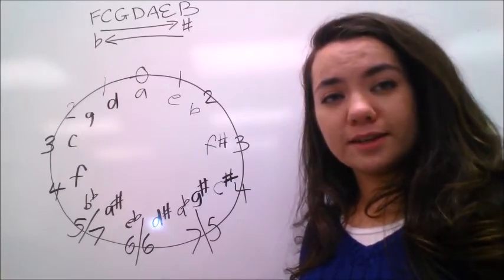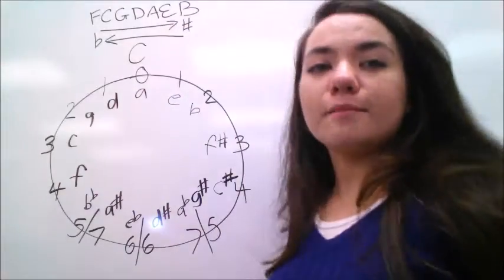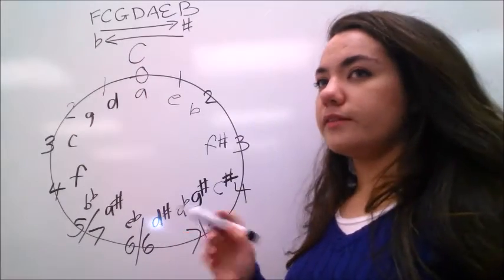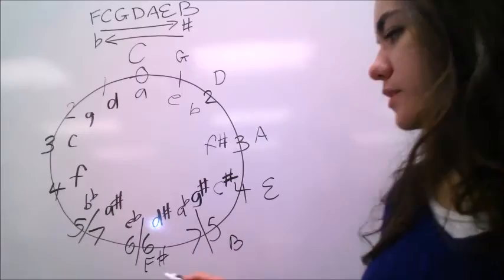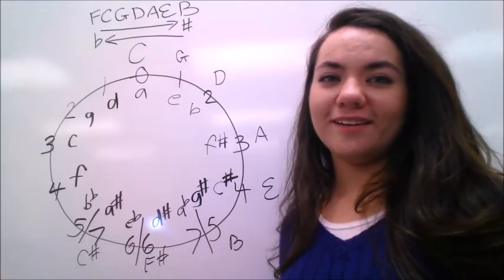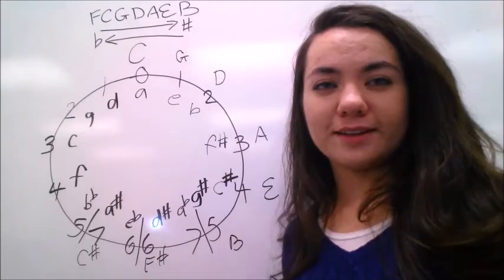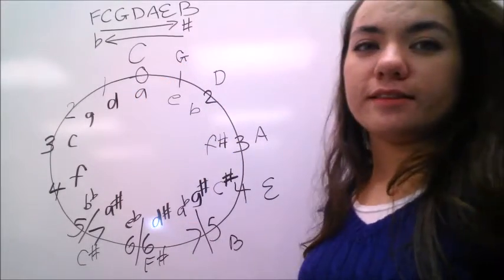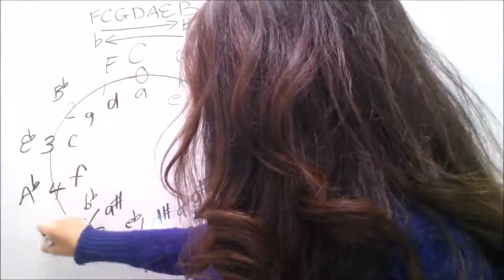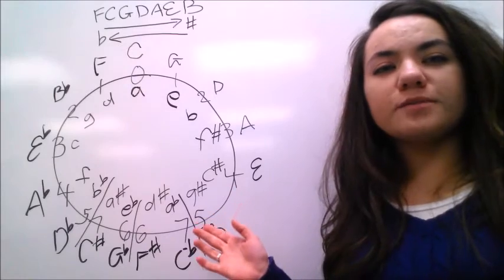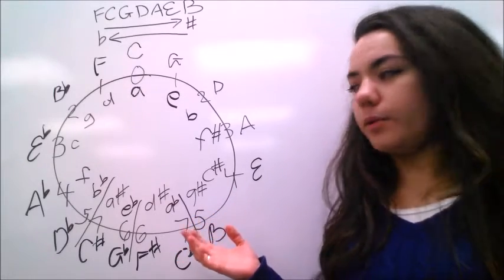0 sharps or flats is C major. C up a fifth is G. We're almost done. All we have left are the major flat keys. C down a fifth is F. We're finished. Let's test one of these out, and I'll show you how it works.